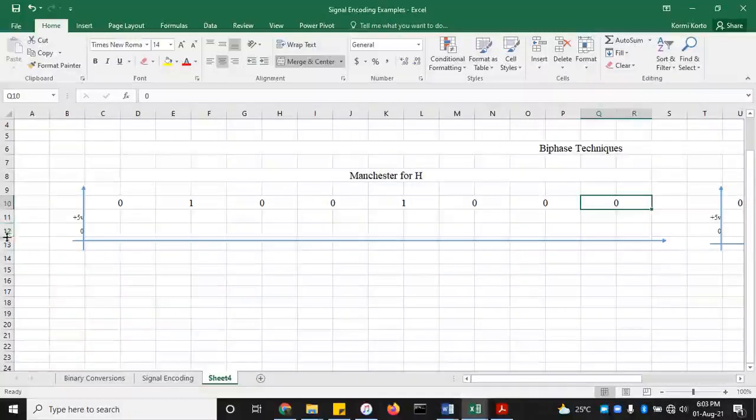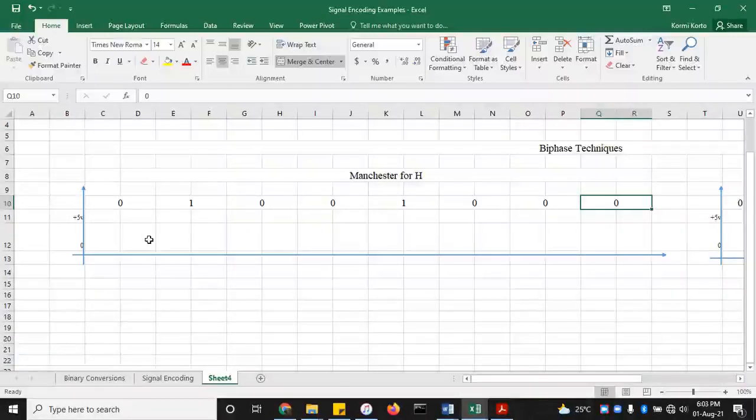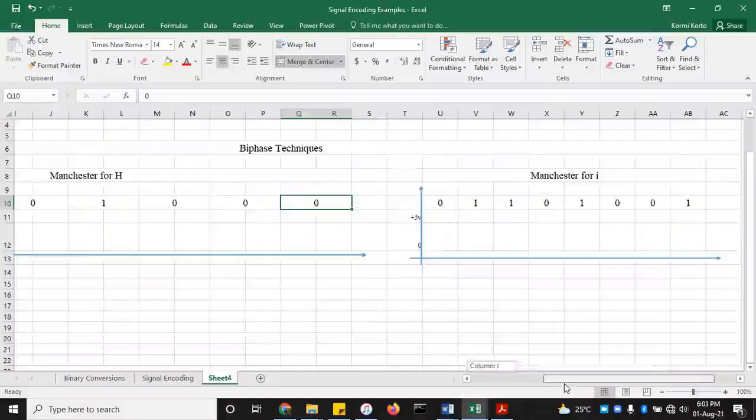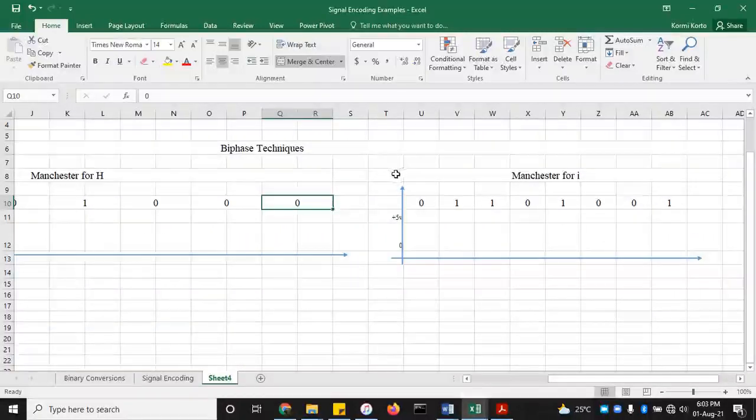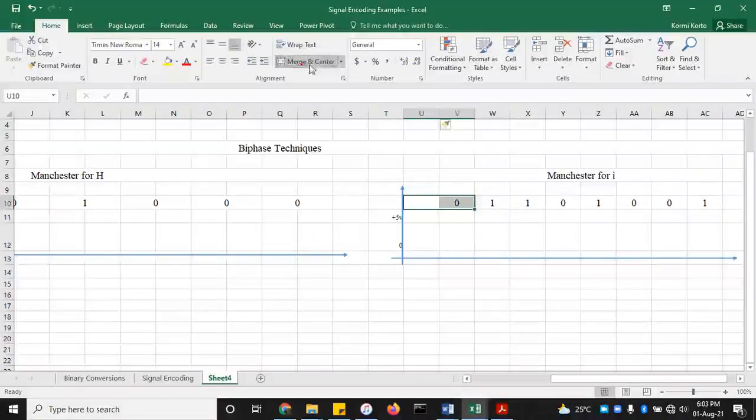Okay, and then let me increase my cells so I can have a bigger cell to work with. And what I could probably do with this side here, by the same thing, I could have copied and pasted. But keep in mind the messages are different. This is for lowercase I and this is for uppercase H. So the bit sequences are different. So let's just go through this again by inserting and merging.